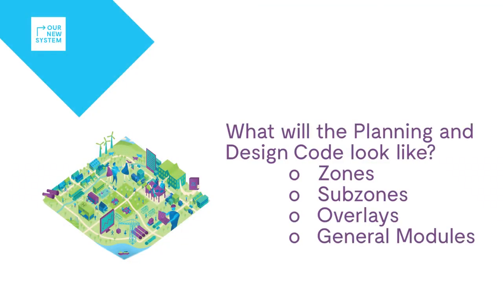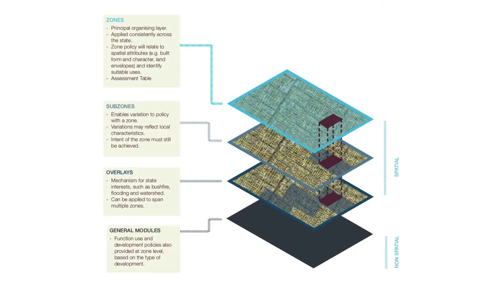General modules are the fourth policy module that we see being a part of the code. The Act is explicit about the code including and containing zones, subzones and overlays. It isn't explicit about general modules, but we see that there's still a lot of value and benefit to be had in having the code comprise these. General modules will contain policy addressing the how of development as opposed to the what, the how intents and where. General modules won't be spatial for that reason.